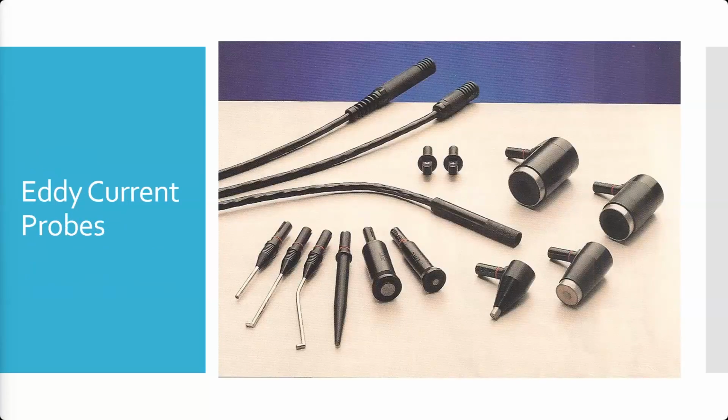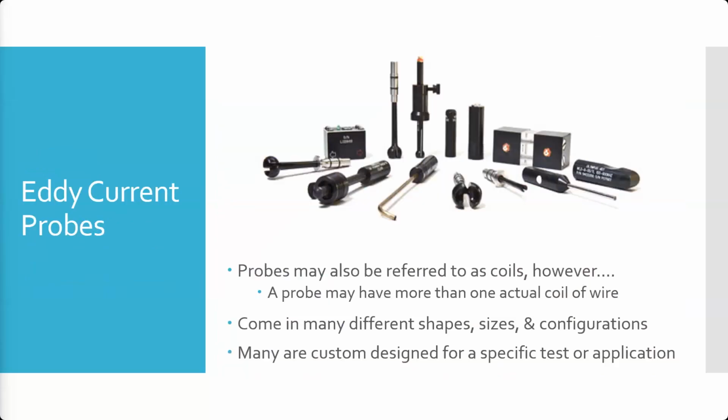So I've already started pulling out the probes. I'm going to show some of the probes, and then next time we'll get into actual setup and that kind of thing. But here's a selection. I've already picked up some of these. You'll hear probes referred to often as coils. However, keep in mind, a majority of probes have more than one coil inside of them. And they come in physical shapes and sizes for different applications, including custom designs to fit certain features or contours.